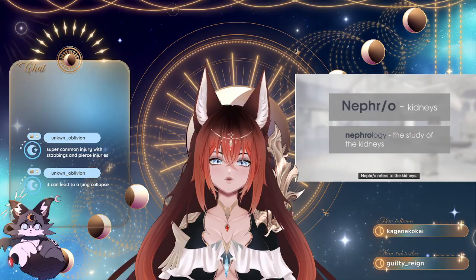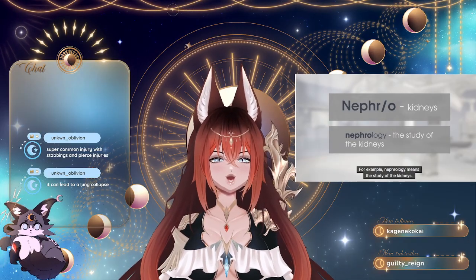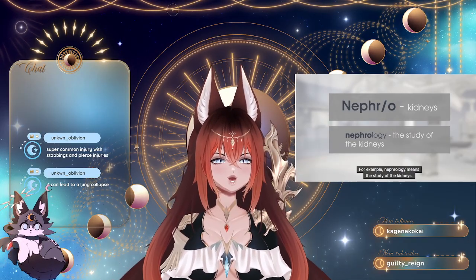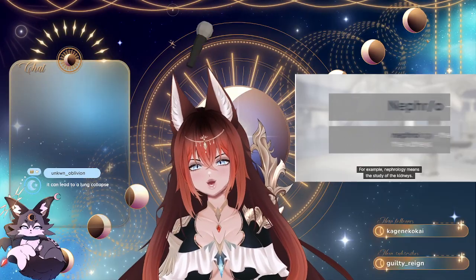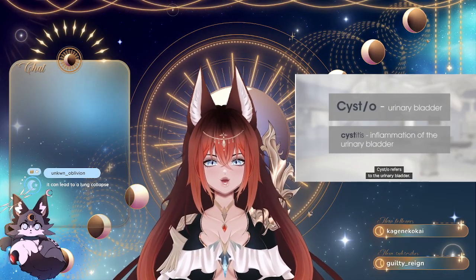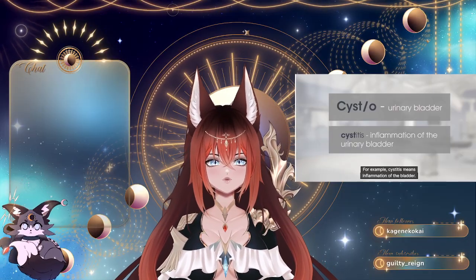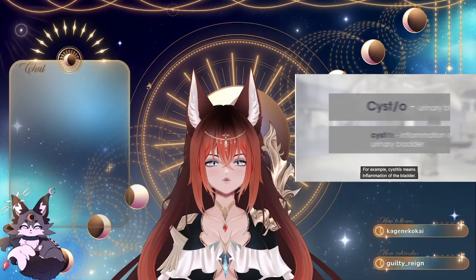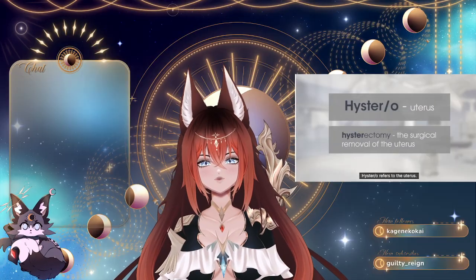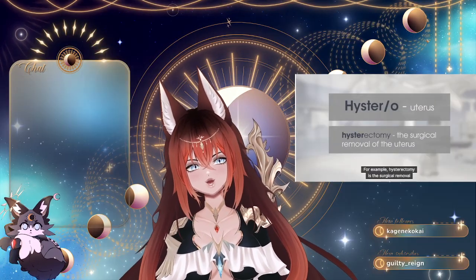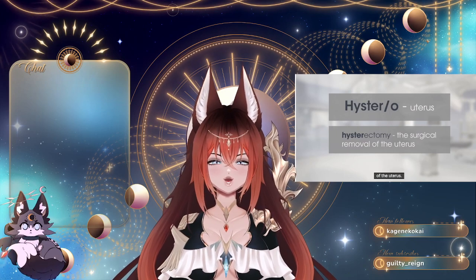Nephro refers to the kidneys. For example, nephrology means the study of the kidneys. Cysto refers to the urinary bladder. For example, cystitis means inflammation of the urinary bladder. Hystero refers to the uterus. For example, hysterectomy is the surgical removal of a uterus.